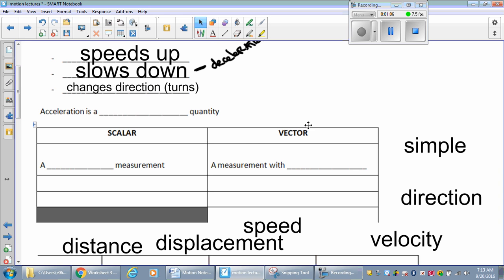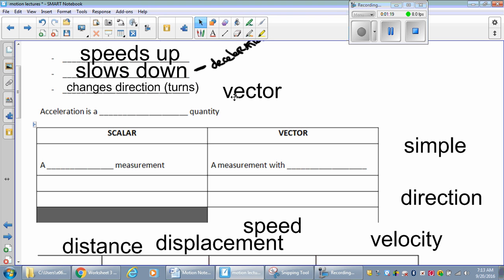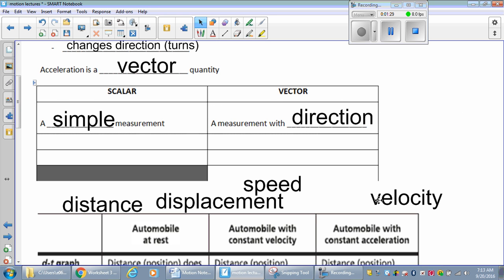Acceleration is what type of quantity? Vector, scalar. Well, if we care about the direction, guess what? It better be vector, right? Vector. Right, so let's go ahead and put that one in there. Okay, so it's another vector quantity that we need to know about. So let's review what scalar and vector means. Okay, a scalar quantity is a simple measurement. A vector quantity has direction.